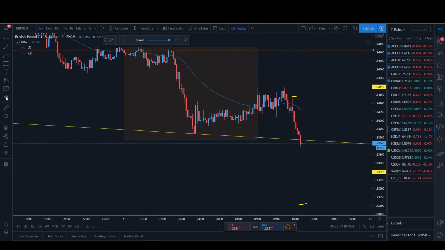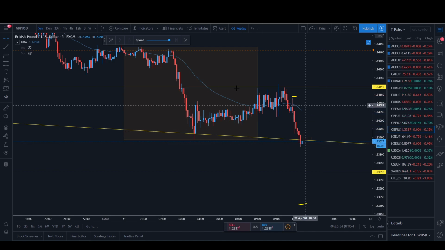So I'm just going to measure the distance, and the measurement of that is basically there to here. So 33 pips is what our target is going to be. My apologies, it's not going to be from there, it's going to be from here. So the target will be 27 pips.